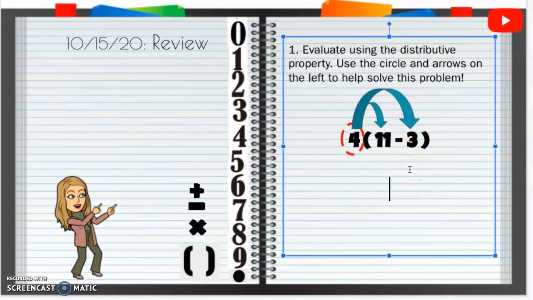Now, when we type this, the first part we did was, okay, we had 4 times 11, right? We had 4 times 11. And then the second part was 4 times 3. But what do we do in between there? What do I see in between there?